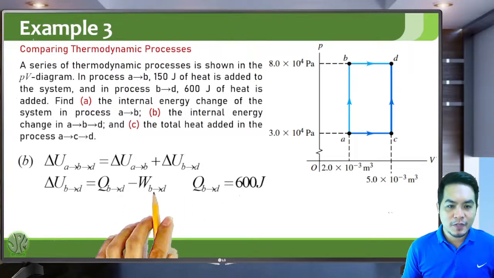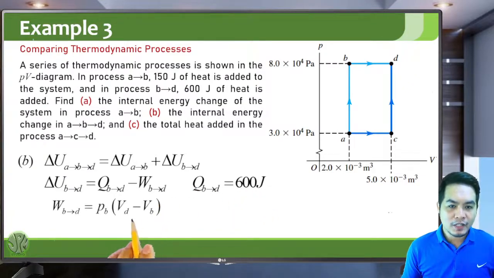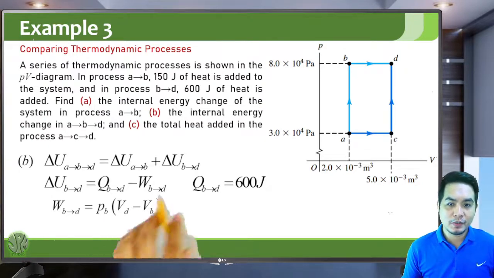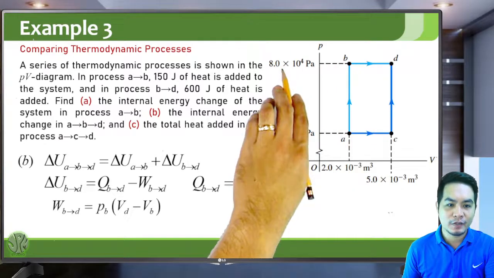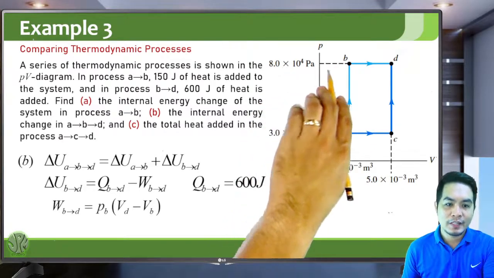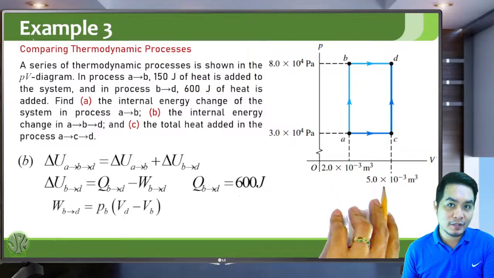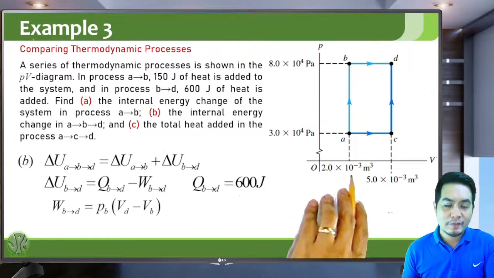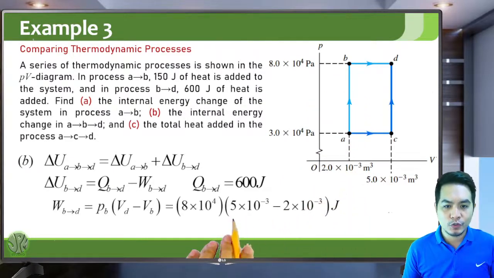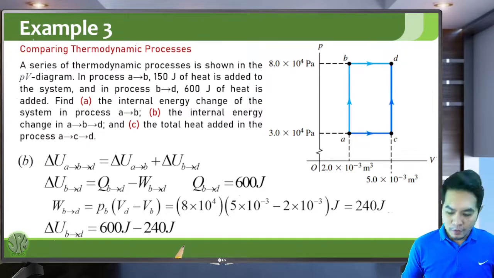The work done in B to D is just the pressure times the change in volume in the process B to D. This occurs at this pressure here, 8 times 10 to the 4 pascals. The final volume is the volume at point D, which is 5 times 10 to the negative 3 meters cubed. The initial volume is at point B, which is 2 times 10 to the negative 3 meters cubed. You substitute all of those values, and you will get a value of 240 joules for the work done.